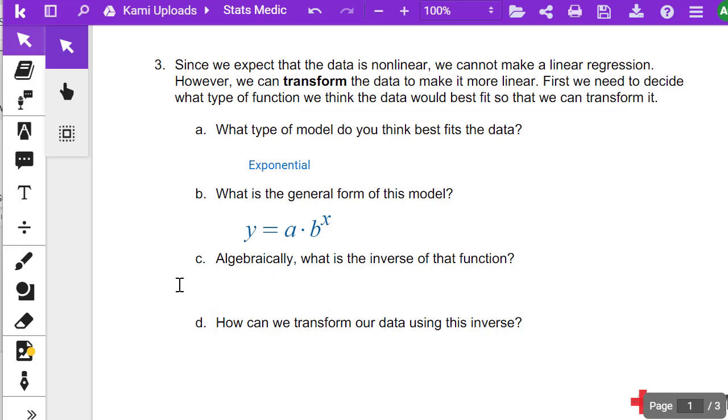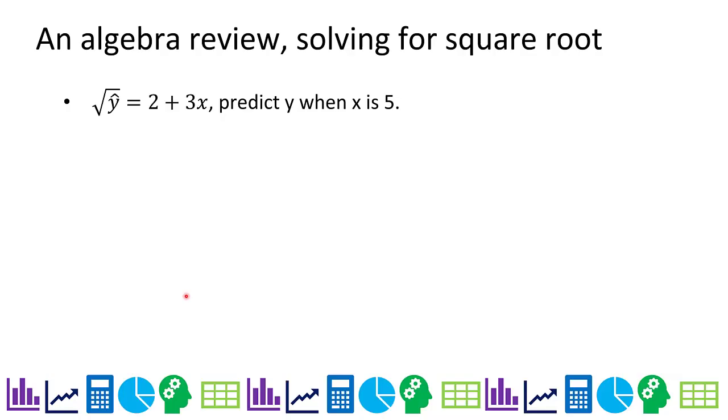So I'm going to take a break and we're going to talk about inverses. Then I'm going to come back to these problems. So let's have a quick algebra review, because we're going to be doing inverses. Let's start with something we're more familiar with, which is the square root. So if I had the square root of y hat, or predicted y, equals 2 plus 3x, predict y when x is 5. So I'm just going to take that 5 and put it in for the x right there, and I get 17. So, I have the square root of predicted y is 17.